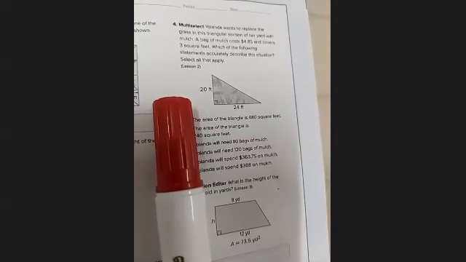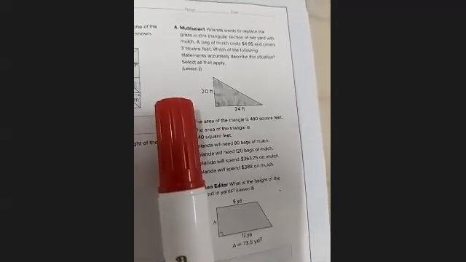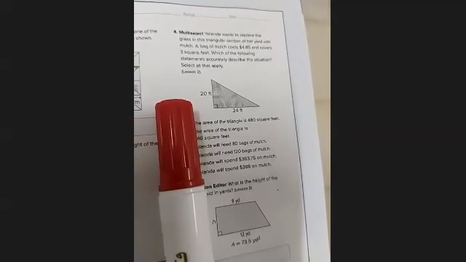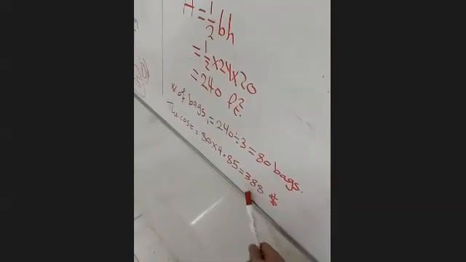Yolanda will need 120 bags of mulch. No, we found it. It's 80 already, right? So ignore it. Then Yolanda will spend 363.75 on mulch. Is this correct? No, we found the cost. It's 388. So ignore it. Then Yolanda will spend 388 on mulch.